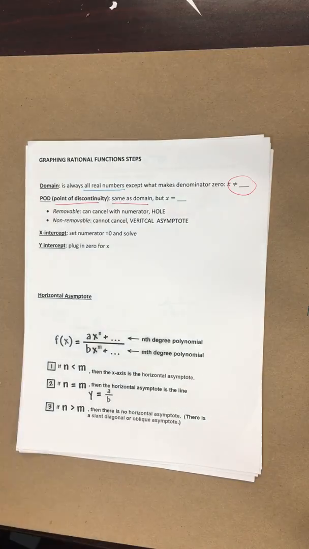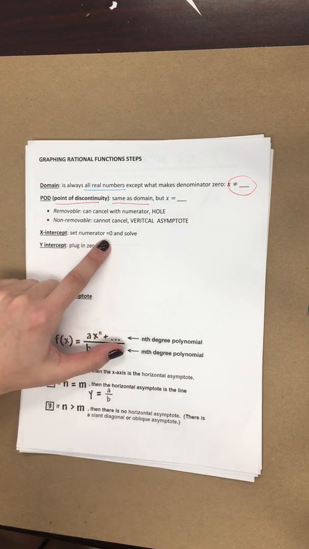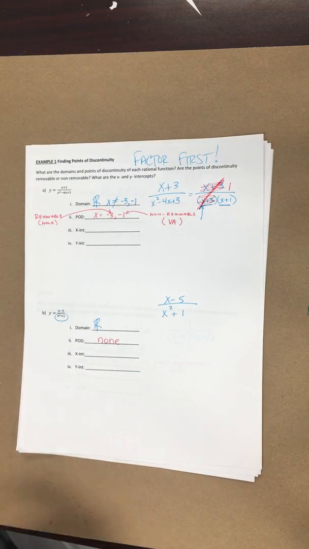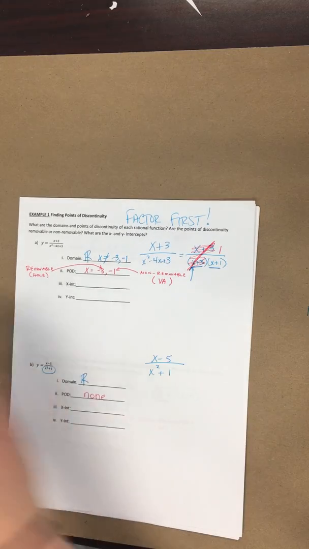All right, next part is the x-intercept. Where is the graph going to cross the x-axis? Okay, so what you want to do is set the numerator equal to 0 and solve. All right, so here we are at number 1.